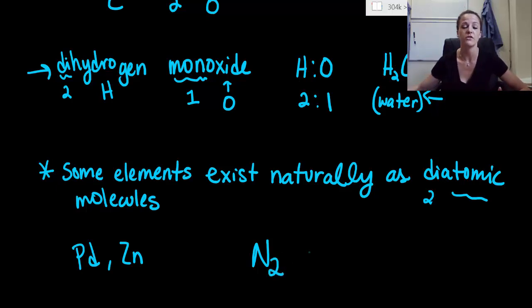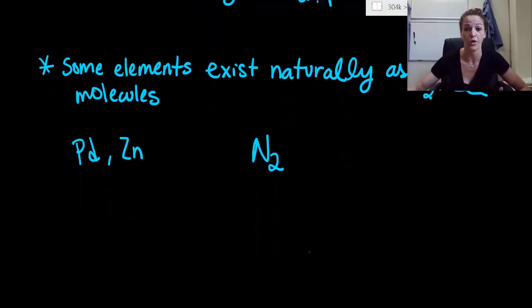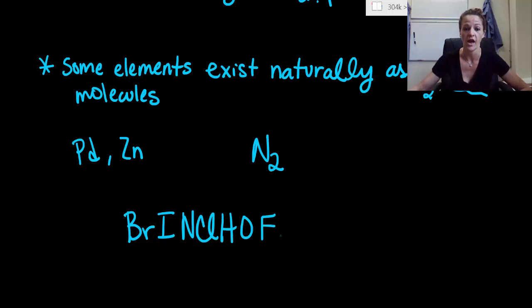There are 7 different ones that I need you to know. I learned them back in my sophomore year of high school as the Brinkelhofs. So Br, bromine, I, N, Cl, H, O, F. There are 7 different ones that you absolutely have to memorize, no exceptions. You have to get this down. So let's talk about this. This is bromine, iodine, nitrogen, chlorine, hydrogen, oxygen, and fluorine.